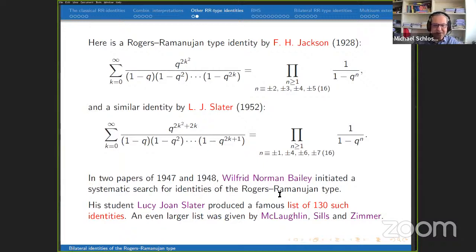And he found several other Rogers-Ramanujan type identities. And his student, Lucy Slater, produced even a huge list of 130 such identities. And an even larger list of, I think, more than 200 identities, maybe up to 300, was then given by McLaughlin, Sills, and Zimmer rather recently, in the last, I'm not sure, decade or so. Okay.